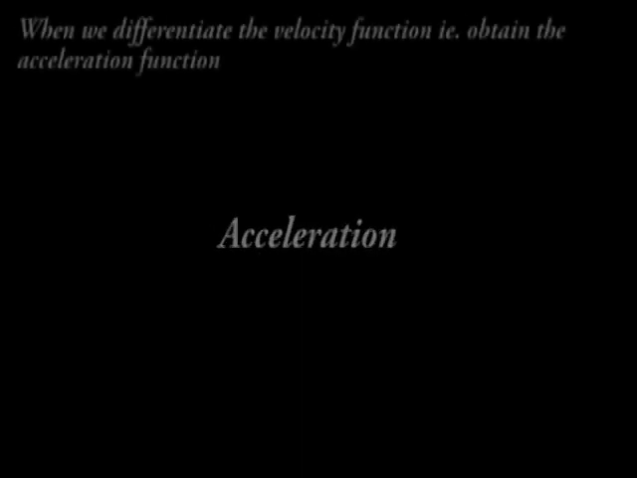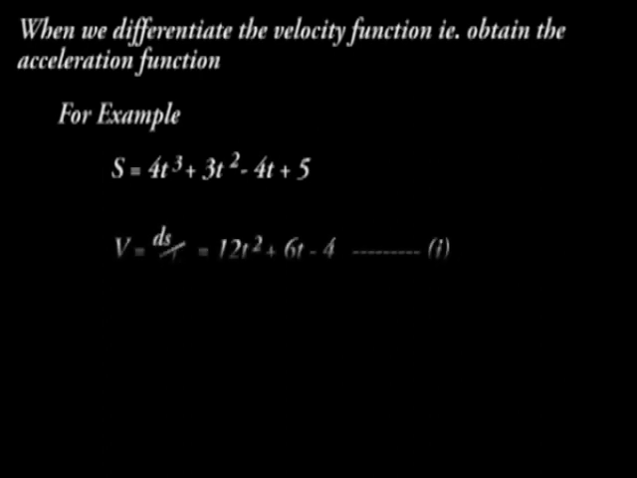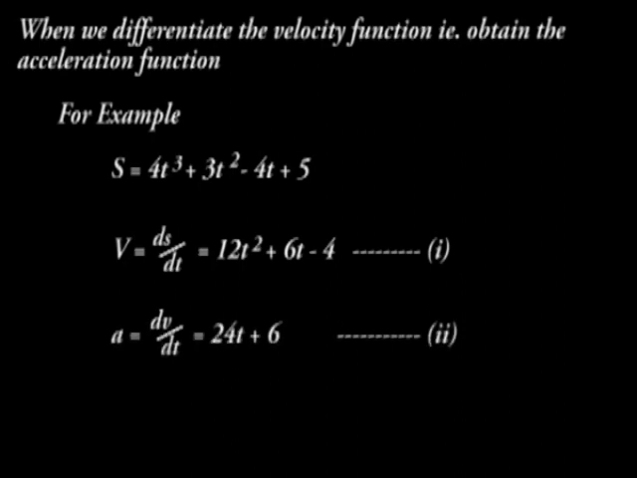Acceleration. When we differentiate velocity function, we obtain the acceleration function. For example, s is equal to 4t cubed plus 3t squared minus 4t plus 5. v is ds over dt equal to 12t squared plus 6t minus 4. Acceleration a is equal to dv over dt equal to 24t plus 6.